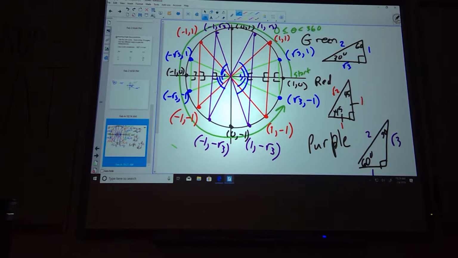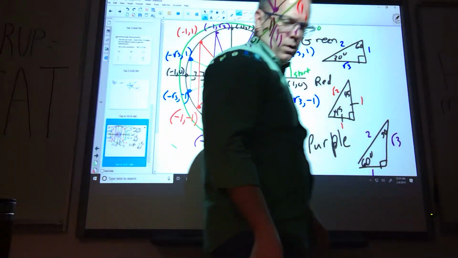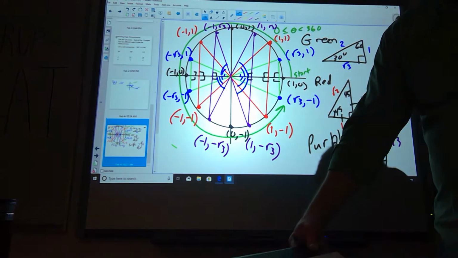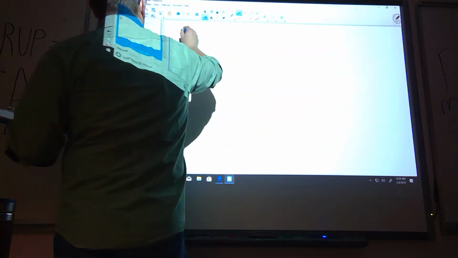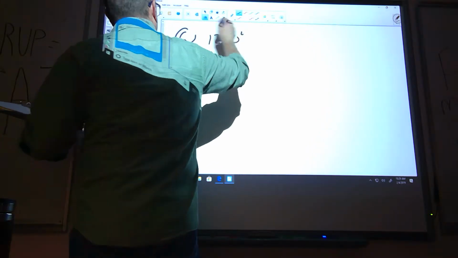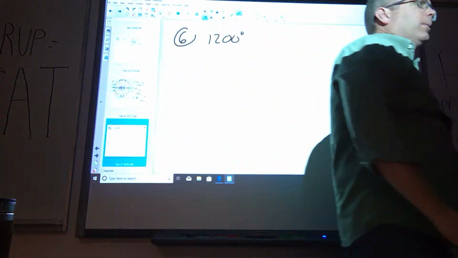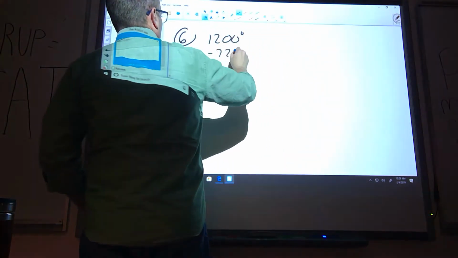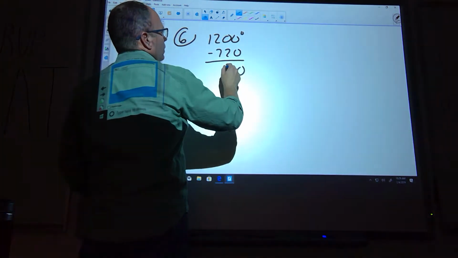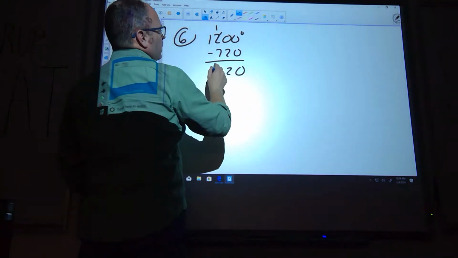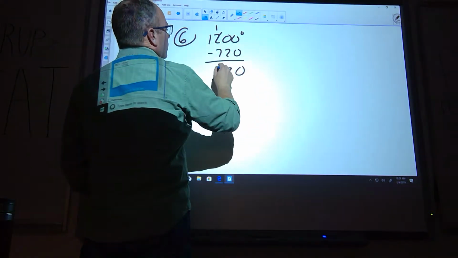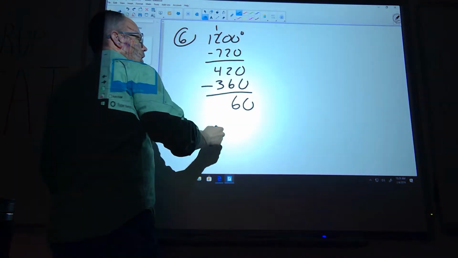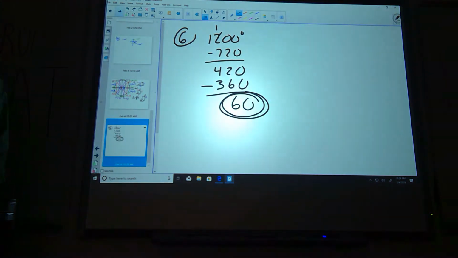Good. What other questions did you come across on the homework? 1,200 degrees? Yeah. All right. Do you agree this goes around the unit circle a couple of times? Yes. I'd say at least 720. If you have a calculator, get it out so I know I'm doing my math right. Subtract. 420, and subtract another 360, so that's a 60-degree angle.